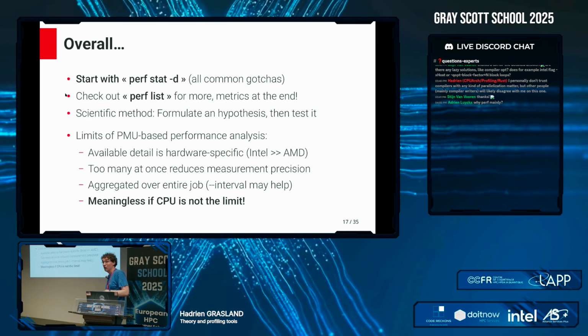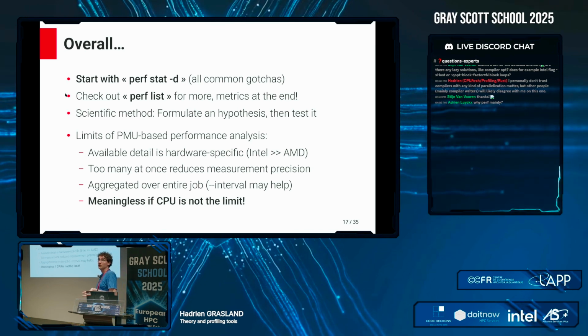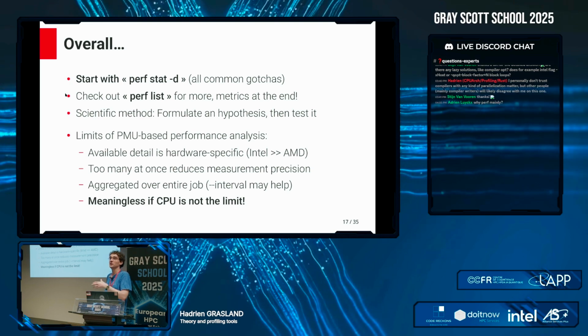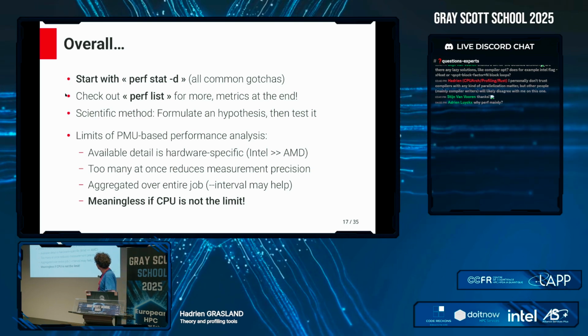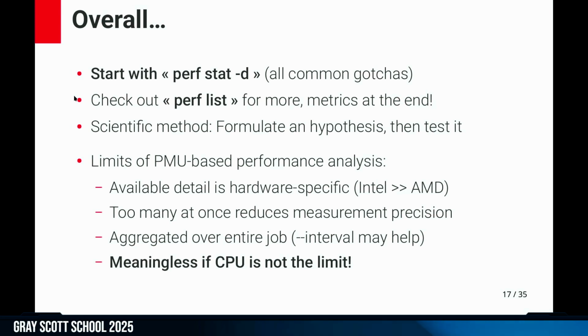So overall, my advice would be to start with perf stat in detailed mode. It usually provides a good balance between precision and showing useful metrics. If you need something that's not in the default output, check out perf list for more info. Do not miss the list of metrics at the end. These allow you to measure higher level things more easily, so it's a good thing to have.